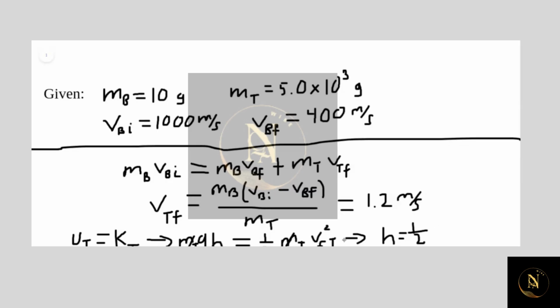h is equal to 1/2 times the final velocity of the target squared, divided by gravity, right? Because the mass is canceled. And gravity here is equal to 9.8 meters per second squared. Okay. So if you plug all those values into this expression, this comes out to be 0.073 meters. And we can box that in as our solution.